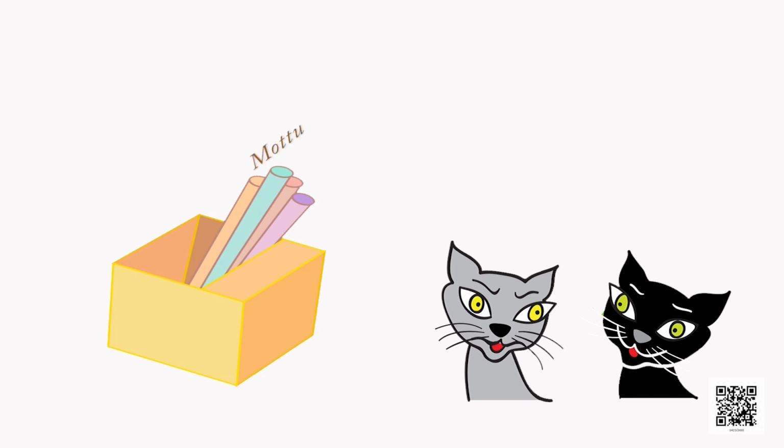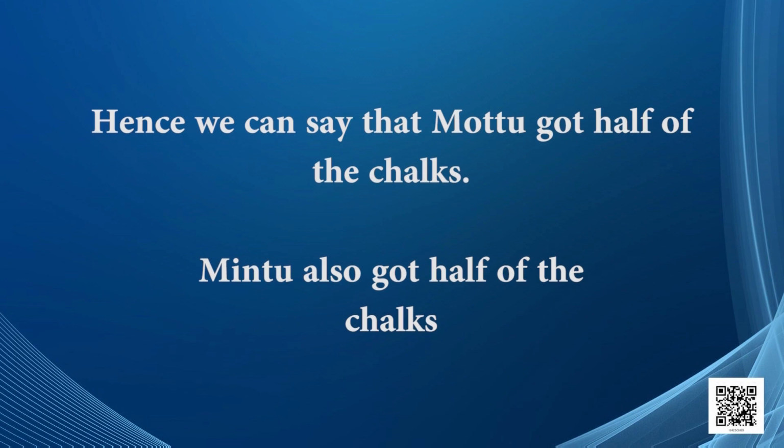One for Motu, next one for Mintu. One more for Motu, last one for Mintu. Any chalks left? No. Did Mintu and Motu get equal number of chalks? Yes. Hence, we can say that Motu got half of the chalks. Mintu also got half of the chalks, isn't it?